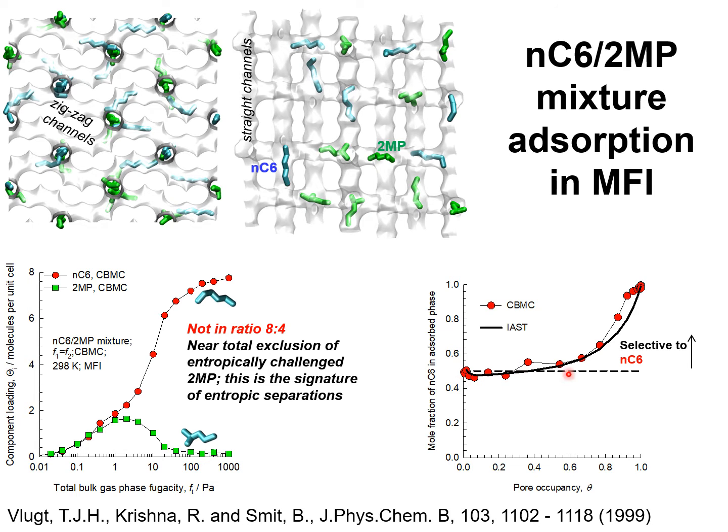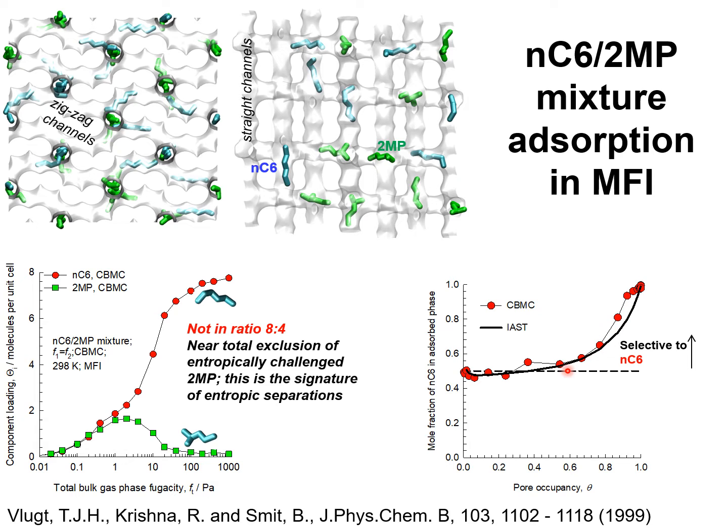The red circles are the configurational bias Monte Carlo simulations, and the dashed line corresponds to a mole fraction of 0.5. Remember that the mole fraction of the bulk gas mixture is maintained at 0.5 because the partial fugacities are maintained equal to one another in the bulk gas mixture, and therefore the value of the mole fraction in the adsorbed phase is larger than 0.5 as observed beyond a pore occupancy of, say, 0.5.